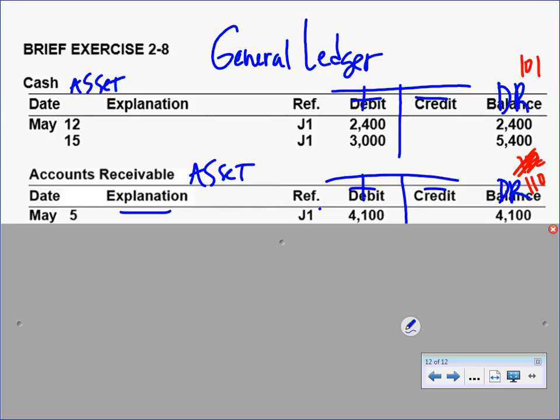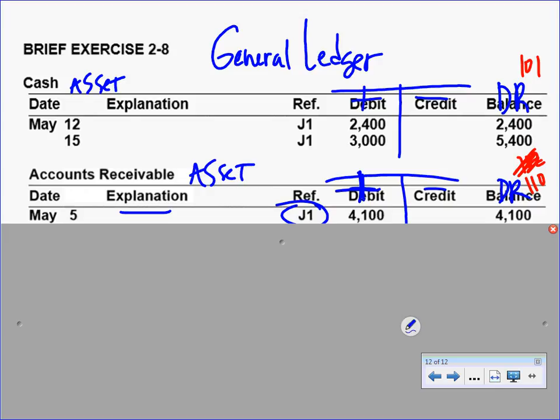Reference here is J1. What does that mean? Journal page 1. Do you see a J1 on the bottom of page 80? Yes. We had a debit of $4,100, so you put the debit in. Now here's the confusing part. You have to update your balance. Well, it didn't have a balance. So it's like saying 0 plus whatever. That's why I like to put the little operators in here. Okay? 0 balance plus what just happened, 4,100, is 4,100.